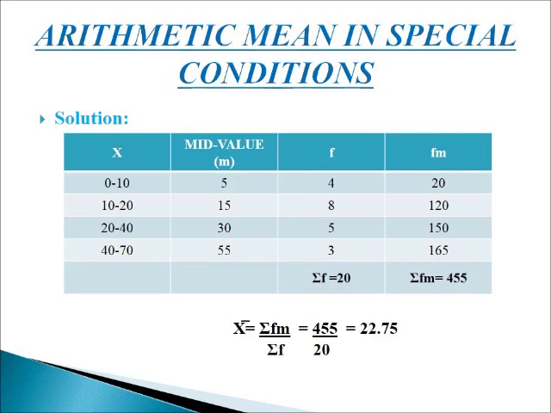In the last column, we will write the product of f, m. F is frequency, m is the mid value. We will get 20, 120, 150 and 165. After adding up, we will get sigma Fm, which is 455. To calculate arithmetic mean by direct method, we will use the formula, that is arithmetic mean of the series is equal to sigma Fm divided by sigma F, which is 455 divided by 20. We will get 22.75, which is our arithmetic mean.